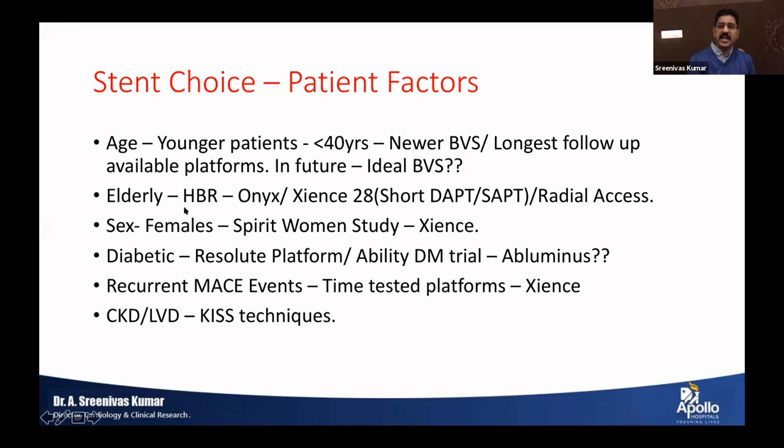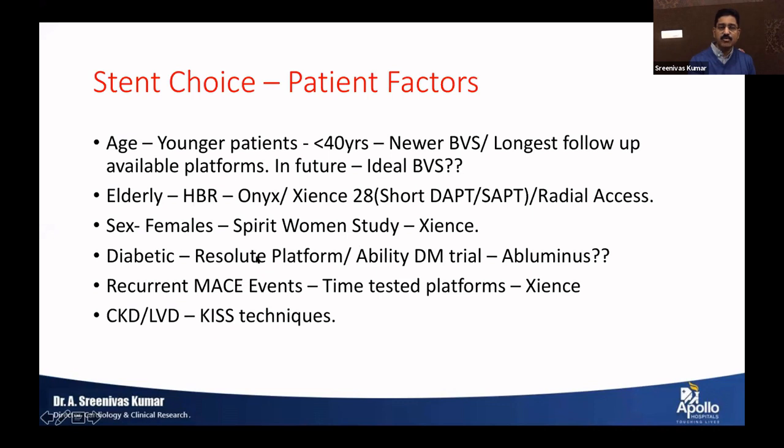Then elderly, high bleeding risk patients: we now have data coming with Onyx and Xience, short DAPT studies. And we need to club this with proper radial access to decrease the bleeding. So probably in the elderly, you should keep the stents which have the least thrombosis and for which a shorter duration is studied. In females, the SPIRIT Women study was particularly addressing this with the Xience stent, but even other studies had about one-fourth females, but we are somehow more comfortable because large data is generated in females with this.